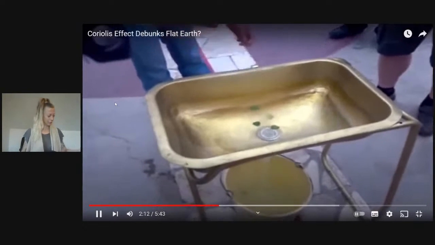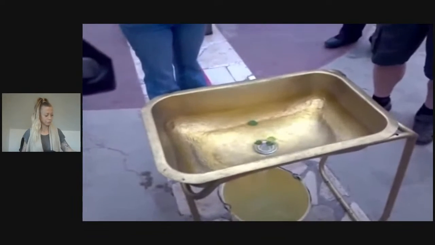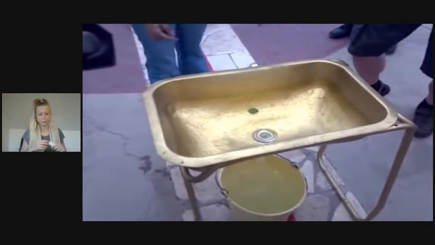First, the showman sets their sink, already filled with water, perfectly along the equator line.